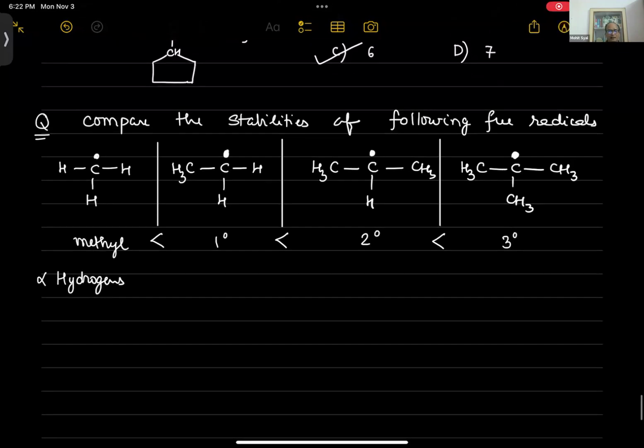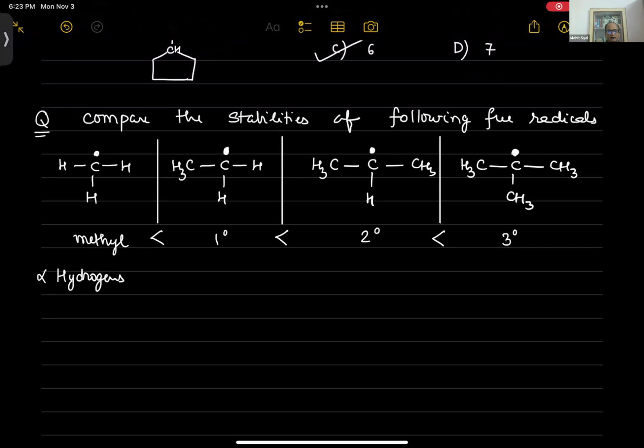How many alpha hydrogens are there on each one of them? How many alpha hydrogens on methyl? Zero. Alpha hydrogens mean the hydrogen next to this carbon atom bearing the radical. Is it clear or not? There are three alpha hydrogens, there are 6 alpha hydrogens, and there are 9 alpha hydrogens. So, is it clear? Yes, sir.